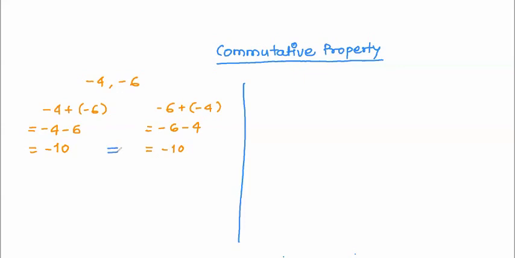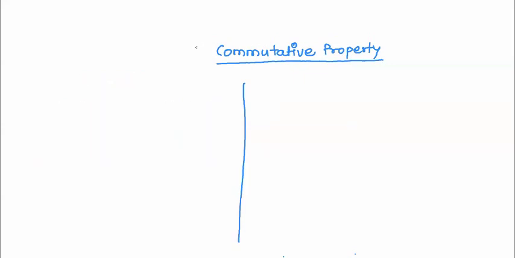Let's see if the same happens for another combination of integers. We'll use minus 4 and plus 3. So let's first do minus 4 plus 3, and then we'll do plus 3 plus minus 4. Okay, so let's do this.